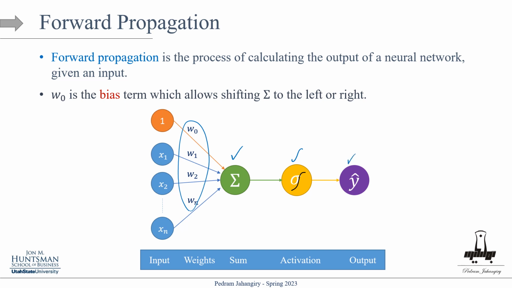So as I said, the W0 is the bias term, which helps us to shift this summation to the left or right. Well, depending on how you're looking at it, you can think of it as up or down, right? So basically, it's going to shift this entire summation, it's going to move it, right? So this is what's called forward propagation.